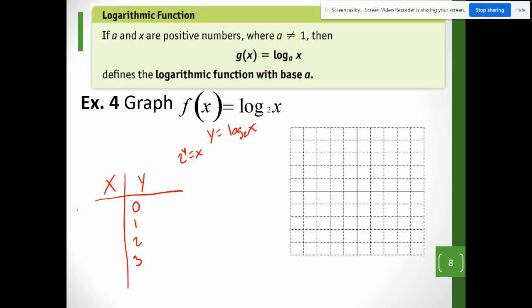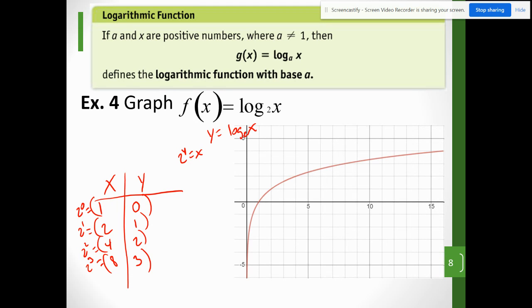Now, what's my value of x? Right, what's 2 to the 0? That's 1. What's 2 to the 1? That's 2. What's 2 to the 2? That's 4. What's 2 to the 3? That's 8. You see my coordinates there? I can easily come up with points. I can easily graph them. But to be honest, my graph will end up looking like this.